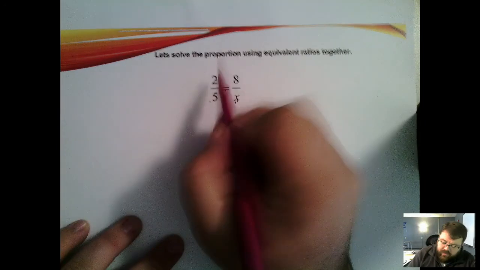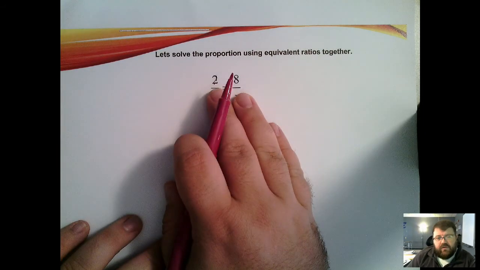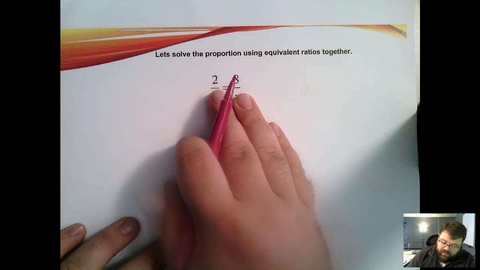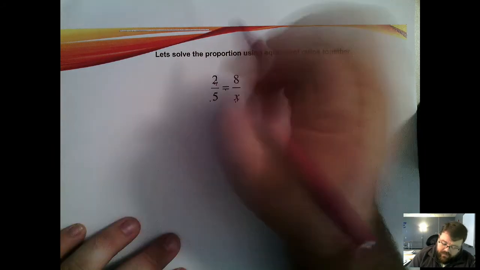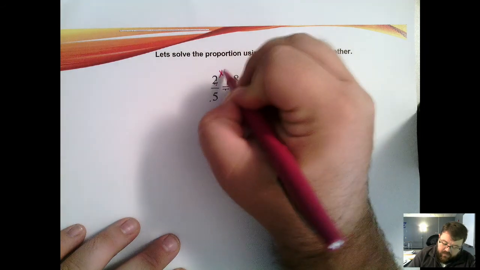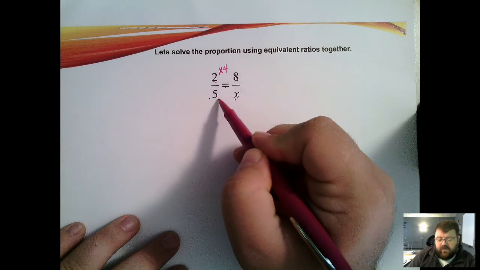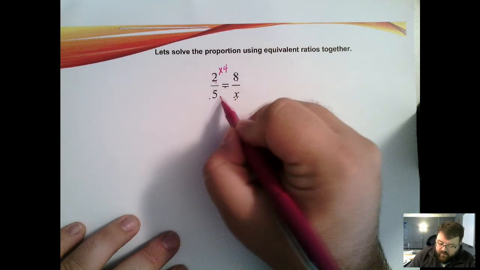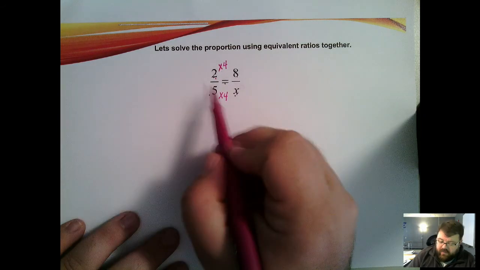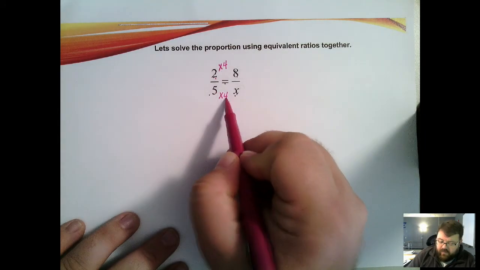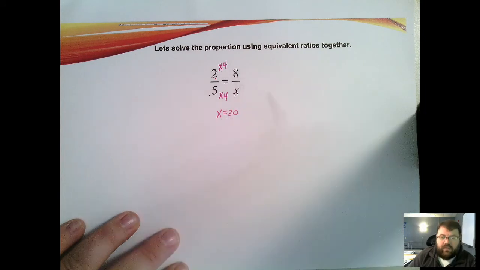So the first thing I want to do is look at the two numbers that I have. I have the 2 here, and I'm going to say, well, what number do I multiply the 2 by to get to 8? That's 4. So I have times 4. Then I'm going to come to the denominator and do the same thing. I'm going to multiply it by 4. And then I'm going to say, well, 5 times 4 is 20. Therefore, x is equal to 20.